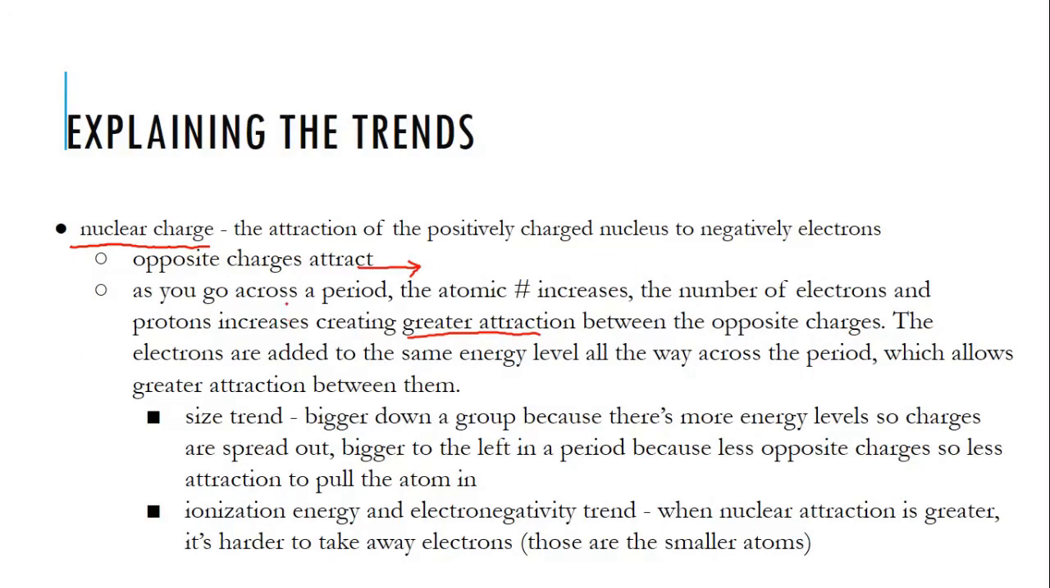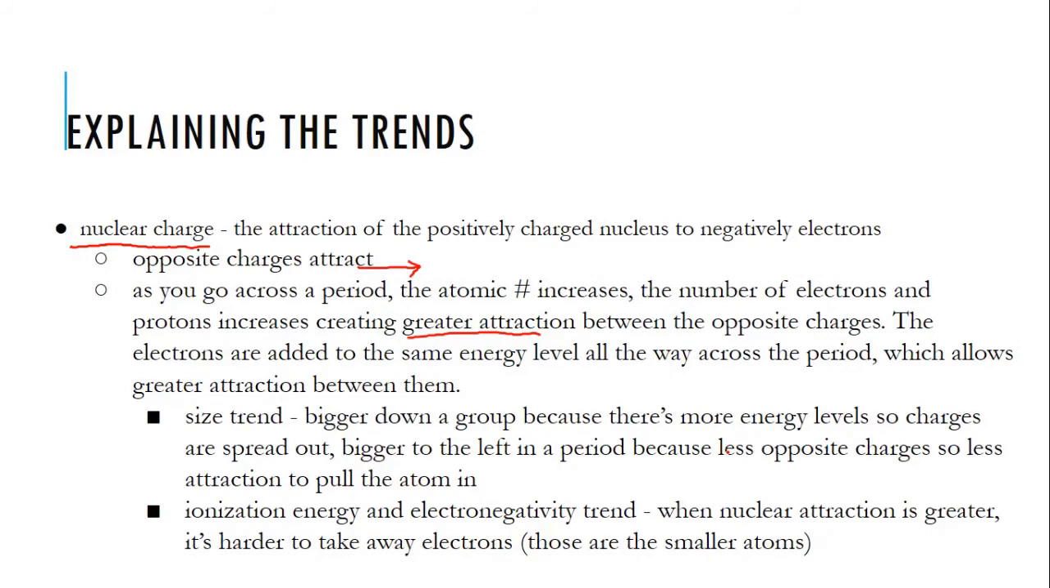So what I'm trying to tell you here is that when you are dealing with sizes, they get bigger down a group because you have more energy levels, so the charges are farther apart. And so it's hard to tighten the belt. And it's bigger to the left because there are fewer opposite charges. So for potassium, we only had 19 of each, whereas iron was further to the right and had more positive and negative charges, so the attraction was greater.